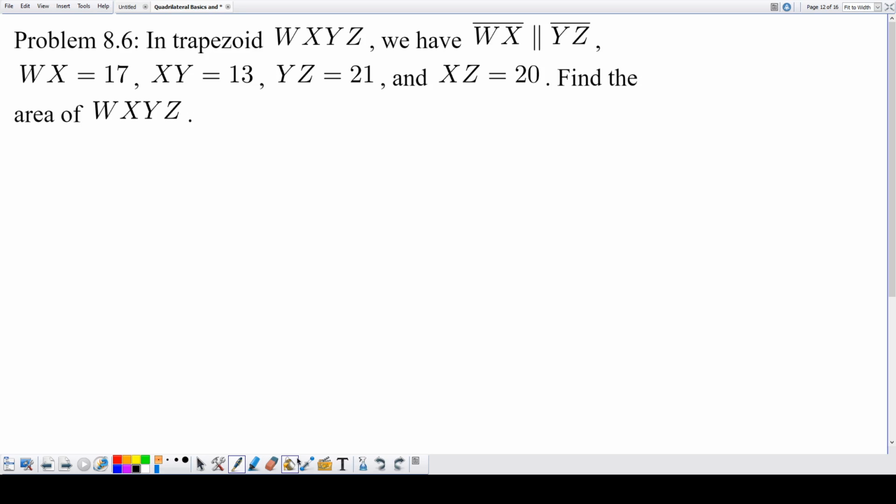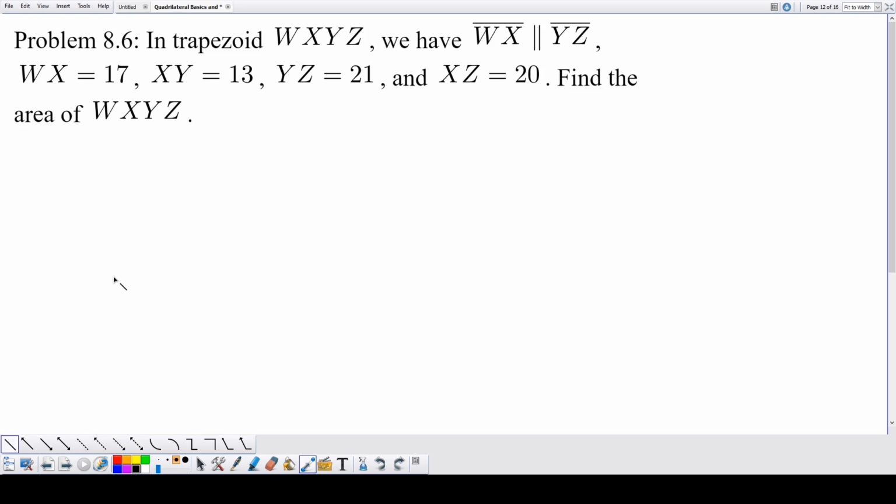Hello again. So, problem 8.6. In trapezoid WXYZ, we have that WX is parallel to YZ. WX is equal to 17, XY is 13, YZ is 21, and XZ is 20. Find the area of WXYZ.